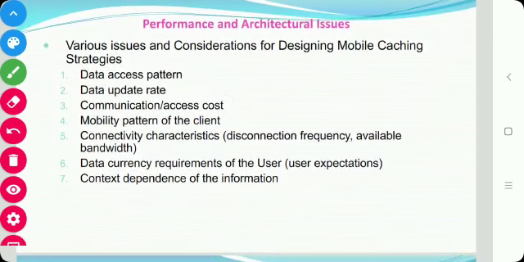Next is performance and architectural issues. The various issues and considerations for designing mobile caching strategies are data access pattern, data update rate, communication and access cost, mobility pattern of the client, connectivity characteristics, data currency requirements, and context dependence of the information.